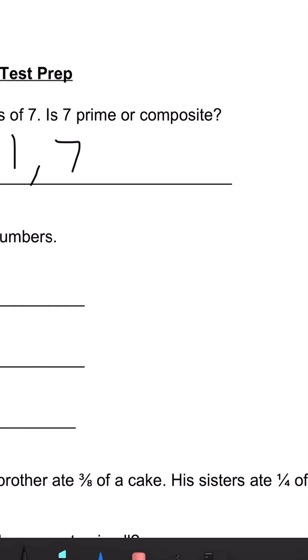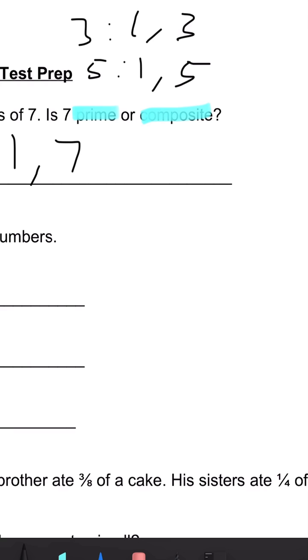Now to go over the definition of prime and composite, prime is when the number can only be multiplied by 1 and itself. So for example, the number 3, its factors are 1 and 3. The number 5, its factors are 1 and 5. These numbers are all prime. Composite, on the other hand, can be multiplied by different numbers. So for example, we have the number 6. It can be multiplied by 1 times 6 and 2 times 3. And since it has more than just 1 and itself, it's composite.